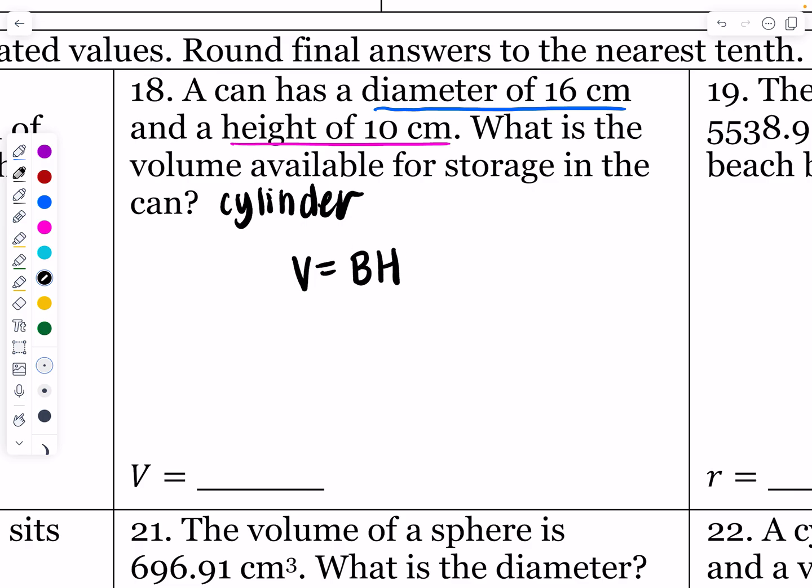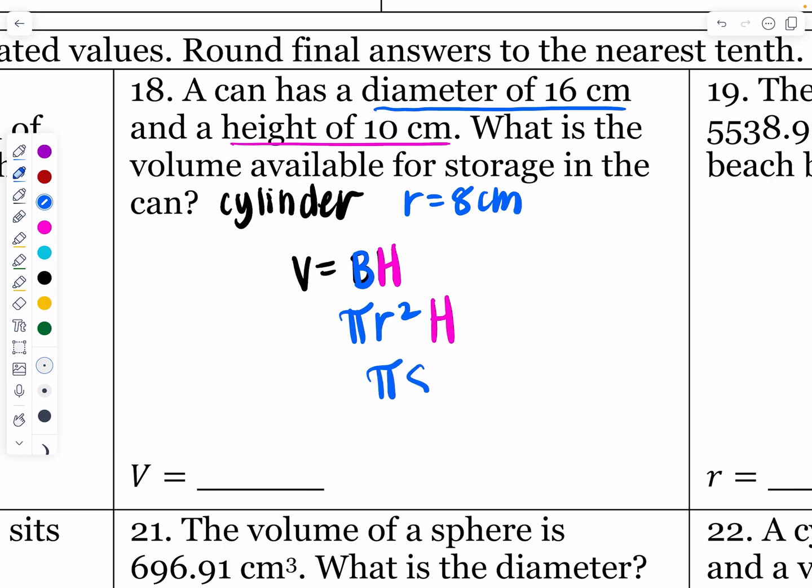And so how do I find my base? Well, it's a circle, so it's going to be pi r squared. So pi r squared times our height. And so we need our radius and we need our height. Well, we have our height, but we don't have our radius. So to find our radius, if the diameter is 16, the radius is going to be equal to 8 centimeters. You can draw this out if you'd like. You can give us a quick sketch.